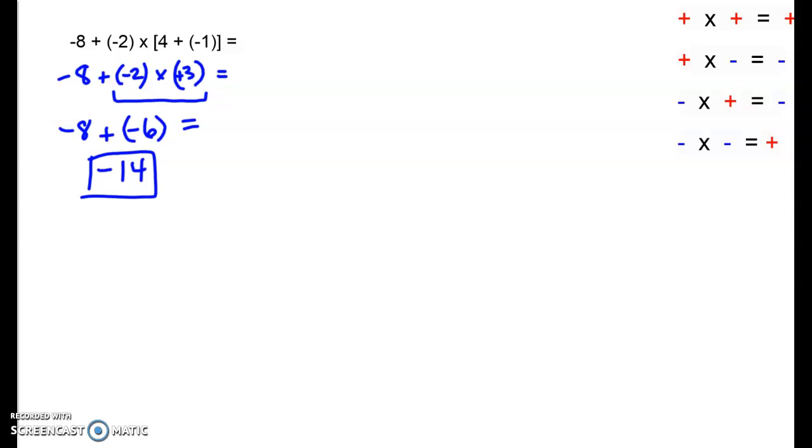We did the brackets first. And then we did the multiplication. You can see it's underlined there. I guess I could have underlined my brackets to show I did that work there. And then we added the negative 6.